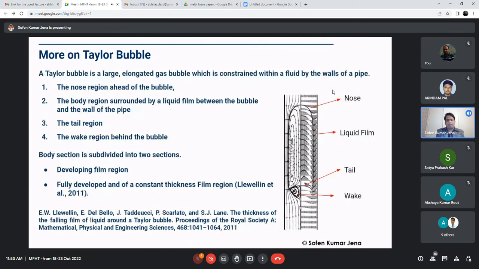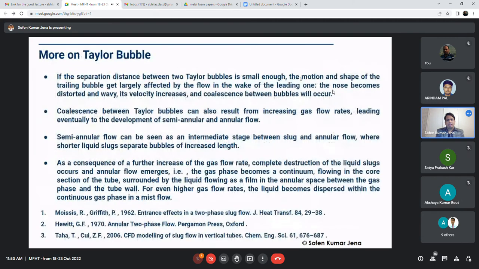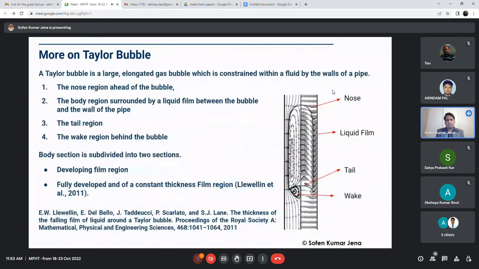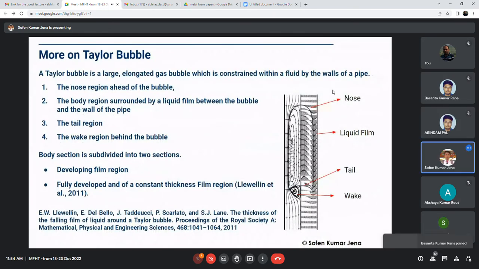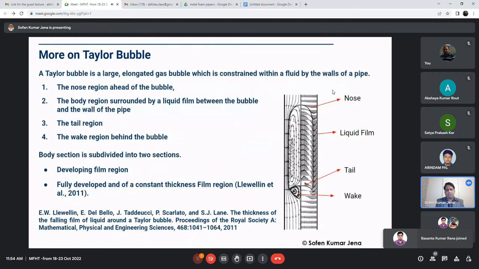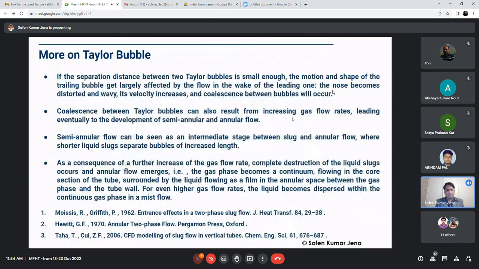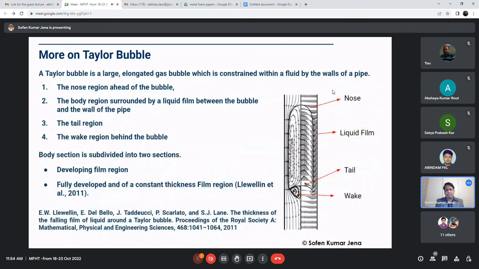So if the Taylor bubbles are following so frequently in a pipe, with no large separation distance, what will happen? The motion and shape of the Taylor bubbles get largely affected by the flow of the wake, leading to the nose becoming distorted and wavy. So it's not always possible that you will get a very smooth curvature kind of Taylor bubble as shown in the picture. Sometimes you see a very wavy Taylor bubble, which we'll see later in our CFD simulation. The nose shape of the Taylor bubble is largely affected by the wake region formed behind the tail of the preceding Taylor bubble.